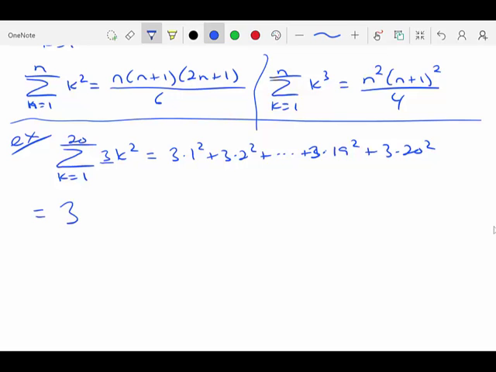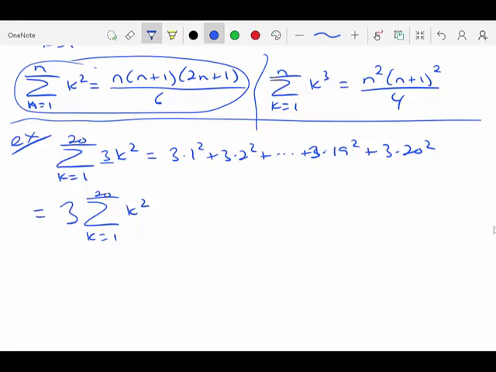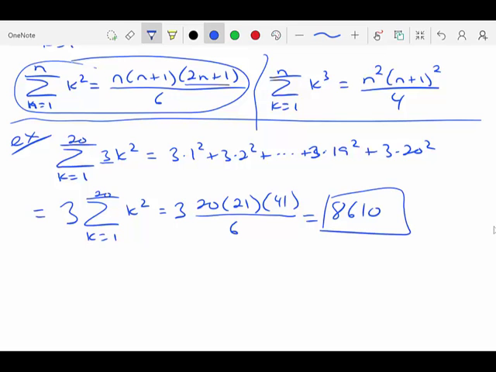So if I use that formula that I did in the last one, I could say that the 3 can come out. So that's going to be 3 times the sum as k goes from 1 up to 20 of k squared. And now I can see that it looks like this, where n is equal to 20. So I would get 3 times 20 times 20 plus 1, which is 21, times 2 times 20 plus 1, which is 41, all divided by 6. And so that is a calculator question. And when I calculated that, I got 8,610, and you should certainly check and make sure that that is the case.